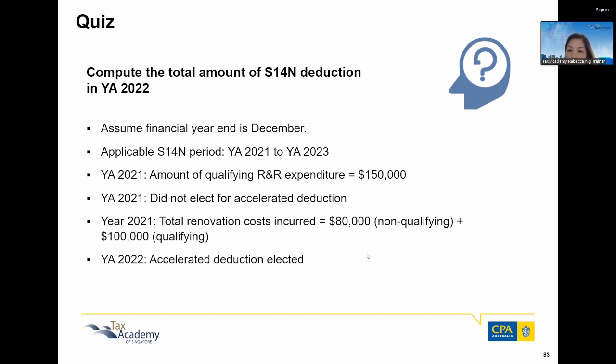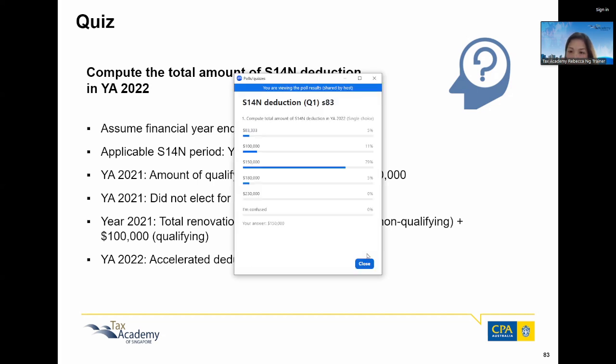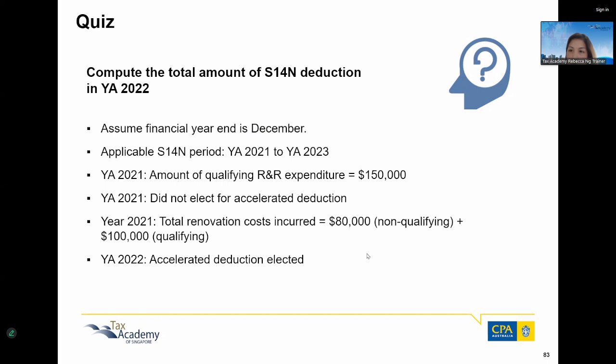Okay, I shall end the poll and share the results. The total amount of section 14N deduction for YA 2022 is actually 150,000. And how we compute the 150,000, you can check the answers at slide 204. Okay, so we go to slide 204.